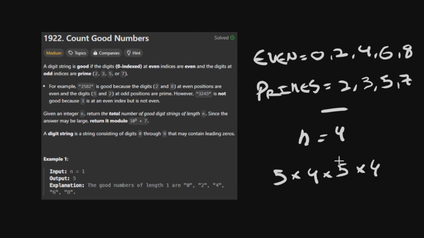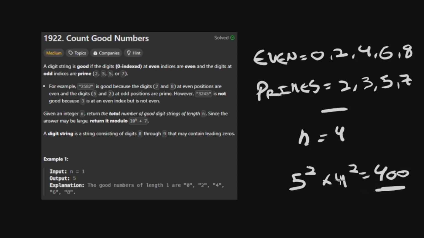And do you see a pattern here? We have 2 even indexes because this is index 0, 1, 2 and 3. This index is even, this is even, this one is odd and this is odd. So we have 2 odd and 2 even indexes. So this is the same as saying 5 squared times 4 squared, and this is 400.